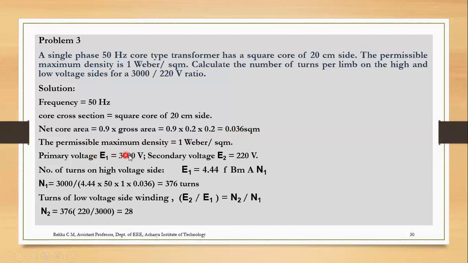The permissible maximum flux density is equal to 1 Weber per square meter. The primary voltage is given and the secondary voltage is given. For the number of turns on the high voltage side, E1 is equal to 4.44 F Bm A into N1. So find N1 from this formula. Again, by using the transformation ratio, find the number of turns in the secondary. So we get 28.